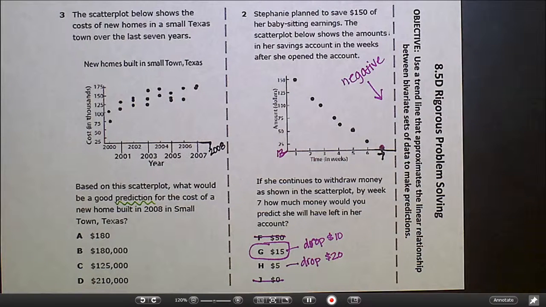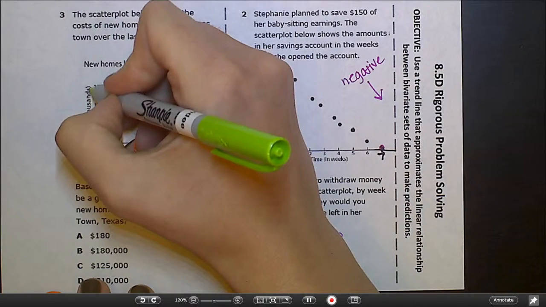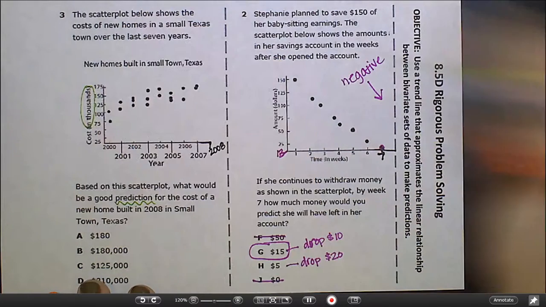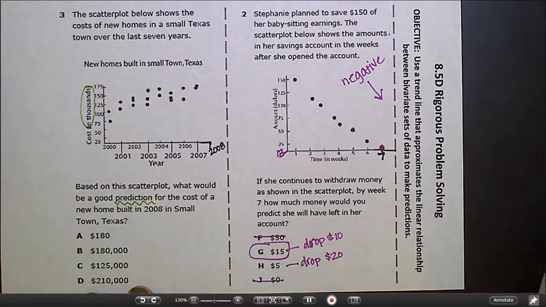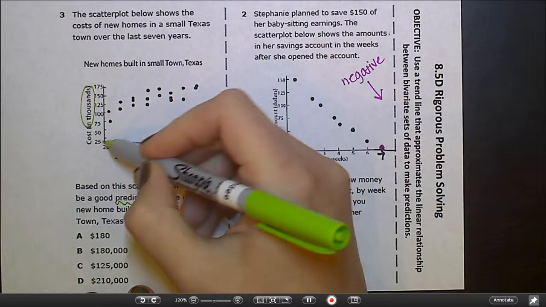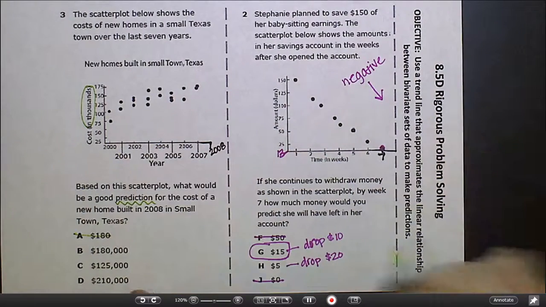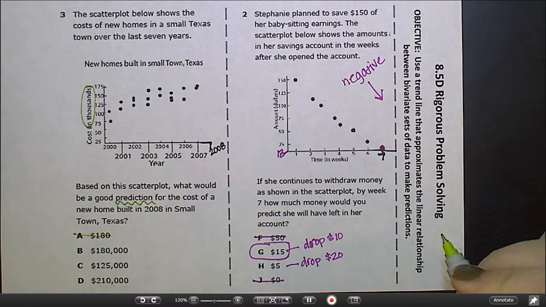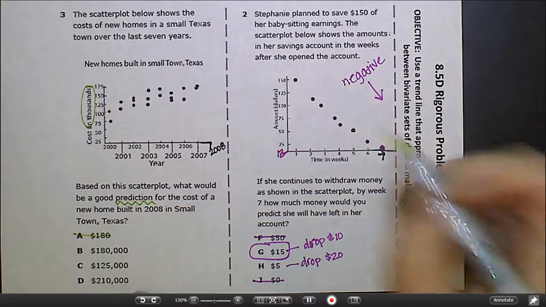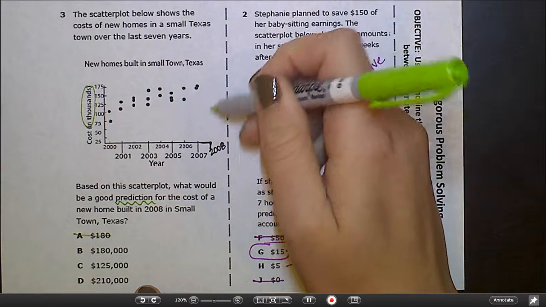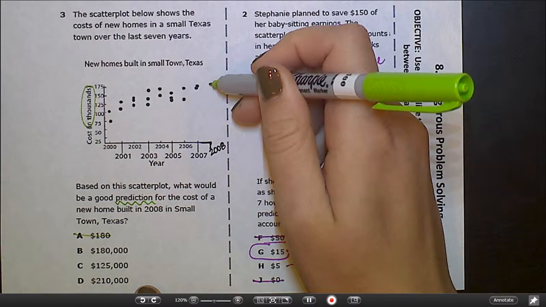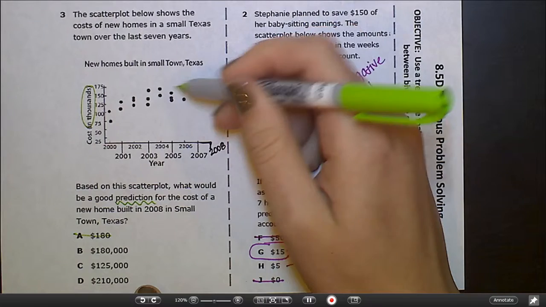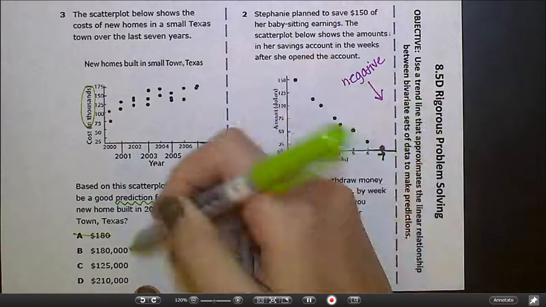Now the first thing I can do is say, okay, this is the cost in thousands. So there's no way it's only $180. That would be way, way, way down here. So we can get rid of that one. And I'm going to look at the rest of these. Okay, would 180,000 be legitimate? Yeah, maybe, because it's about 175,000 in 2007. Let's leave that one.